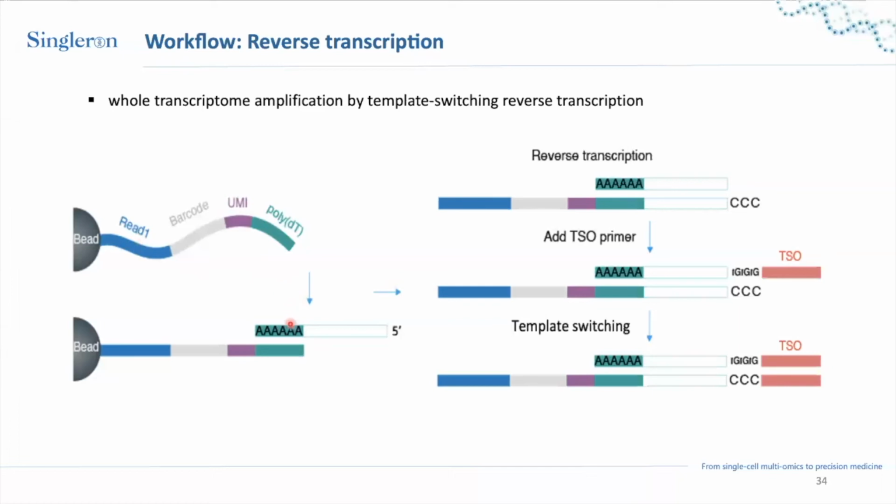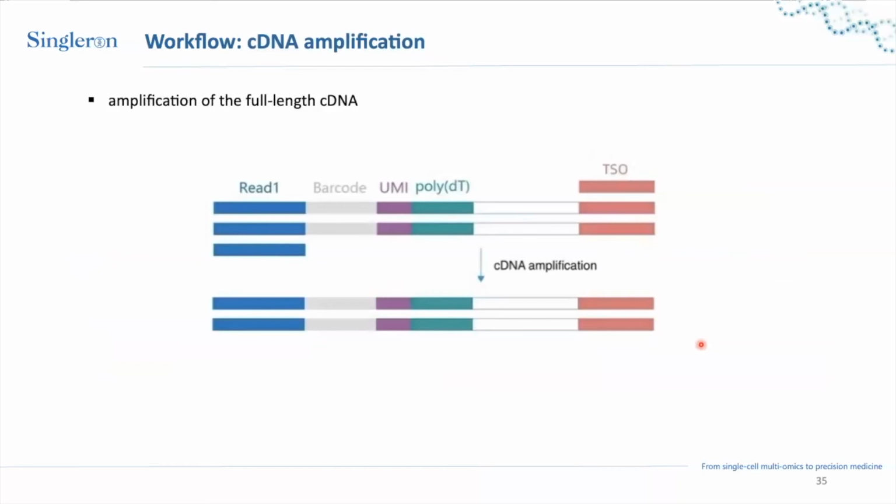So we capture polyadenylated mRNA, and then reverse transcription occurs. At the end of the reverse transcription, the MMLV reverse transcriptase adds, like, 3 or 4 nucleotides at the end. And we provide a template switching oligo as a template for synthesizing the second strand of cDNA. After the reverse transcription and cDNA synthesis, we amplify the cDNA by using 2 different primers, one on the read one, the other on the TSO.